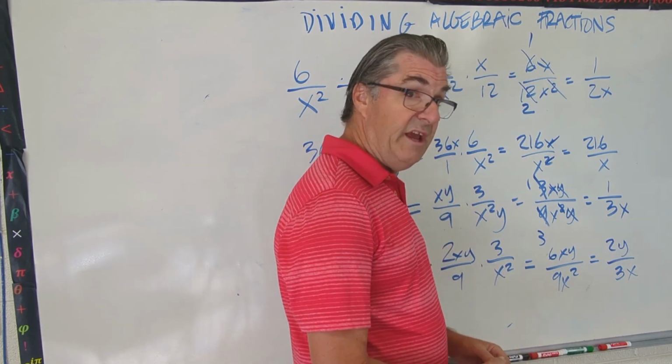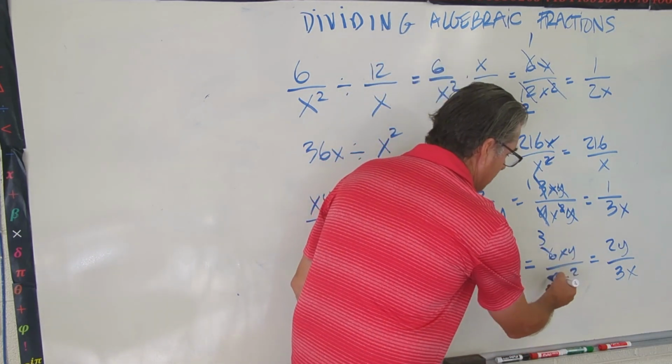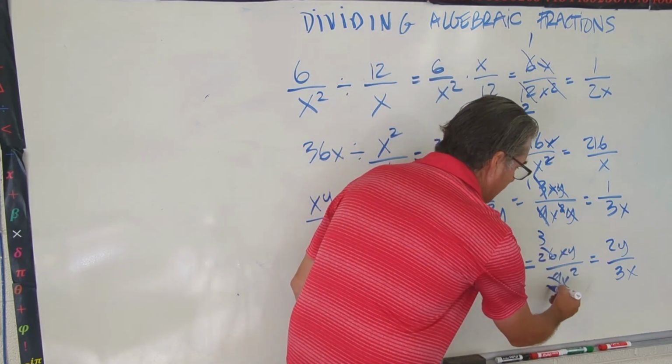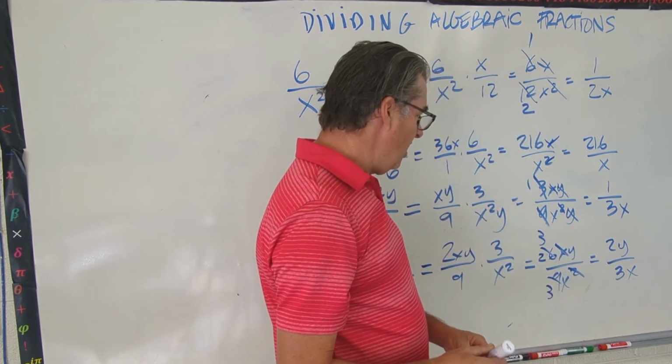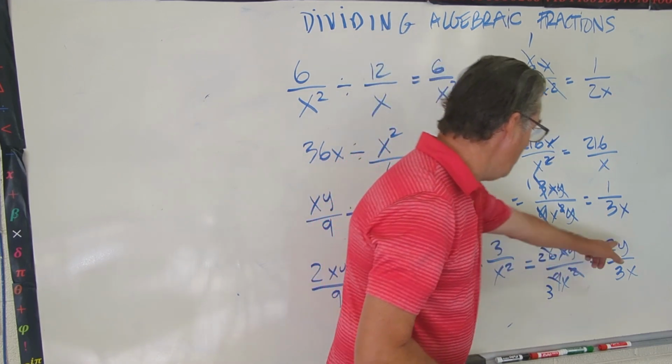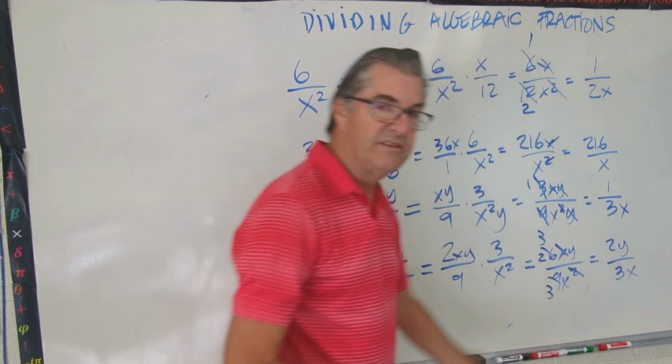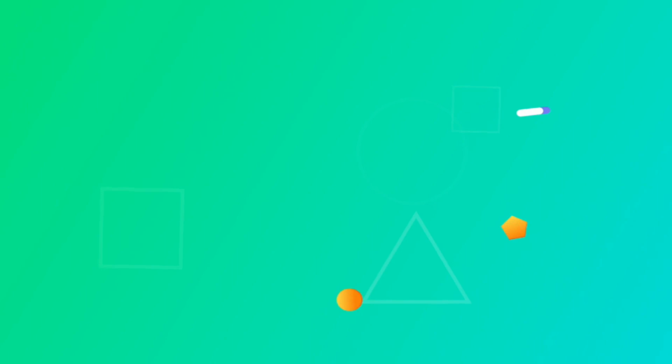Now I have some interesting canceling I can do. 6 over 9 is the same as 2 over 3. My squared is going to cancel my x there. So all I have left is 2y over 3x. There you have it.